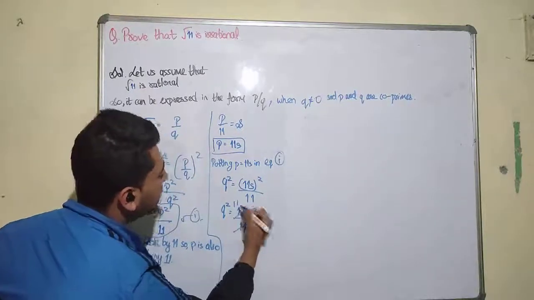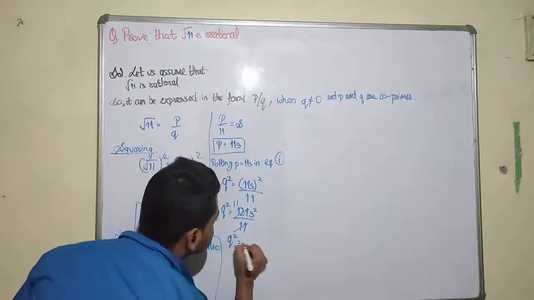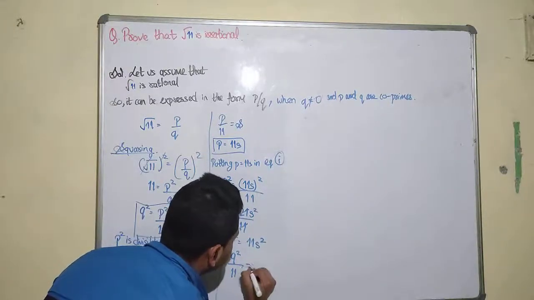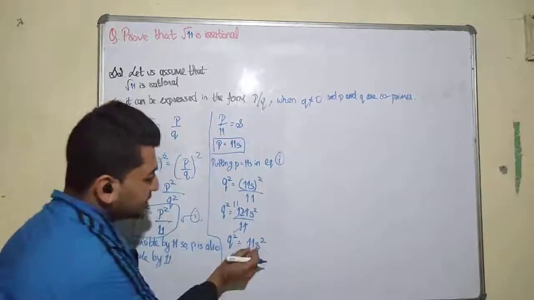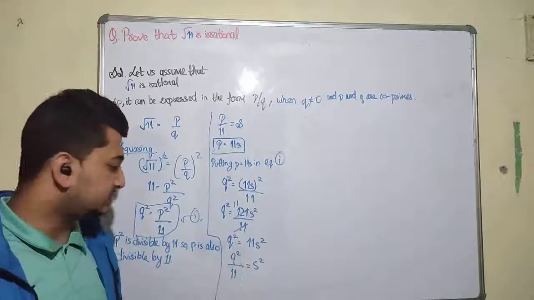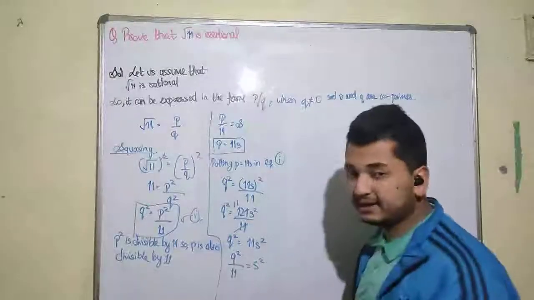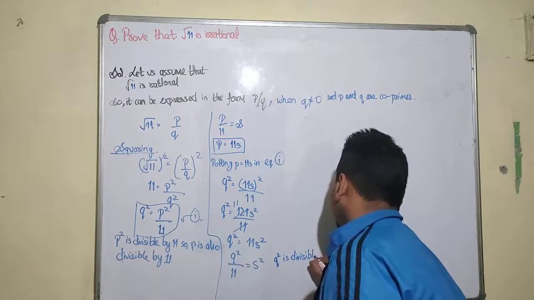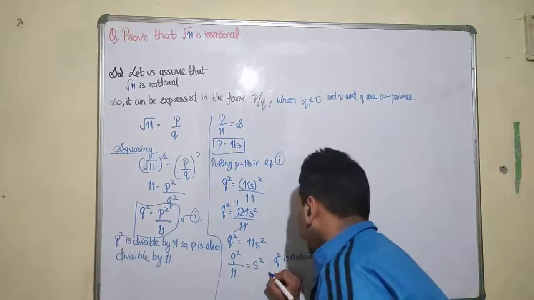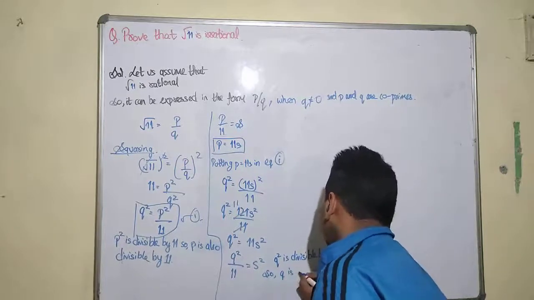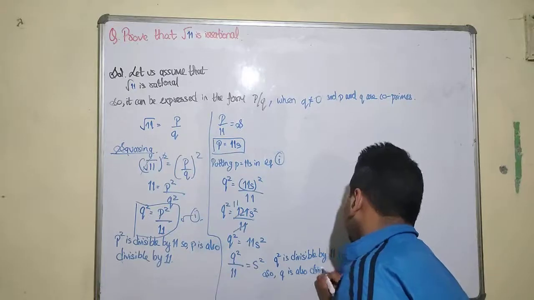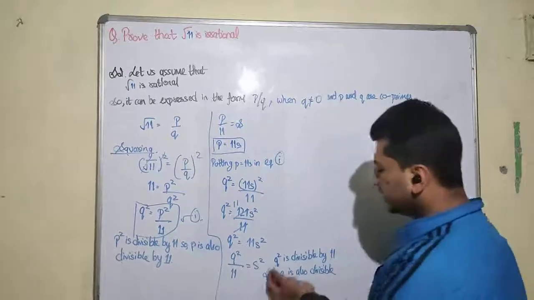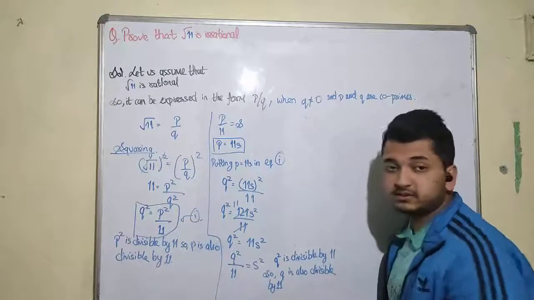So 11 elevens are 121. So q square is equal to 11s square. So now q square by 11 is equal to s square. You know how it came, right? This 11 will come down dividing this q square. So here we can see that q square is divisible by 11. So q is also divisible by 11. If q square is divisible by 11, then q is also divisible by 11, right?